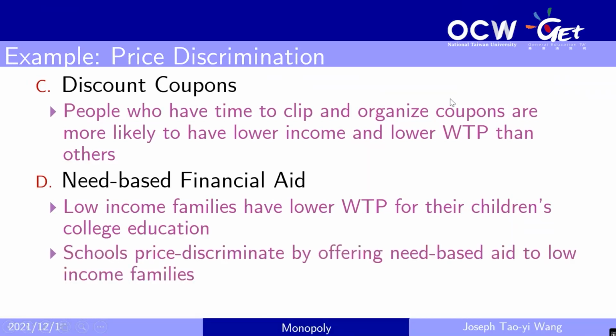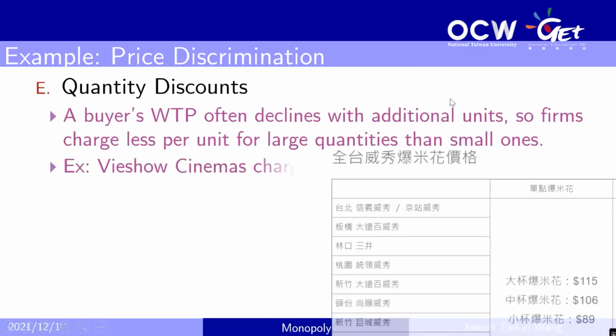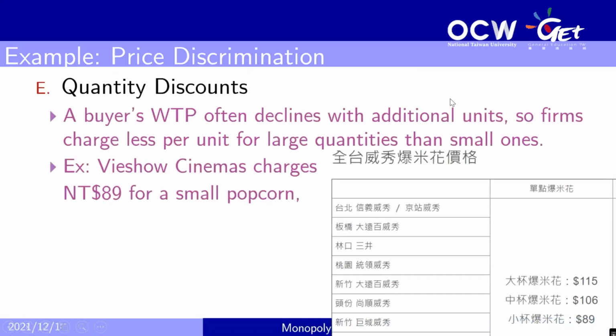So that's a special case in the US. And the other thing that you can see is what we call quantity discount. If you buy in bulk, in large quantities, then you get a better deal. And the key thing here is that if you're willing to buy more, these customers are different from those who are only willing to buy one.